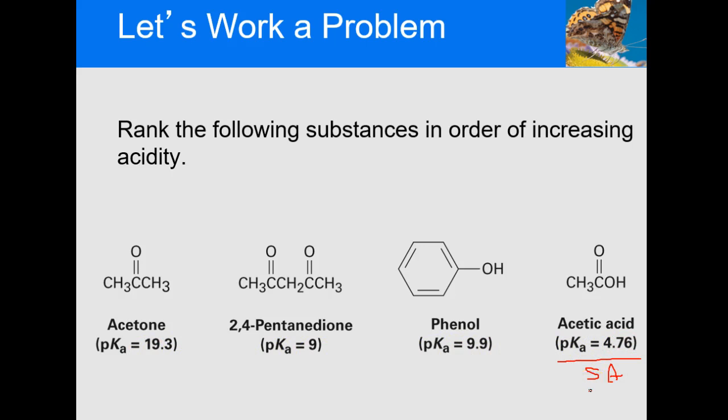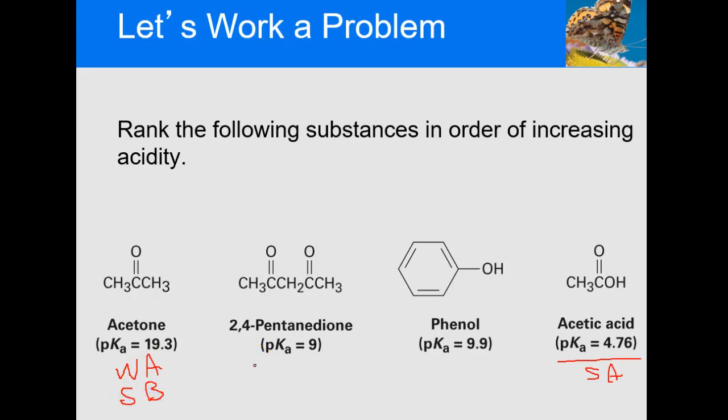What would be the weakest acid? Well, whichever one has the highest pKa, which would be acetone. So this is the weakest acid, WA for weak acid. Here's a question. In terms of base, which one is the strongest base? Which of these four, in the basic form, would be the strongest? That would be the one with the highest pKa. The higher the pKa, the weaker the acid. However, the stronger the base.